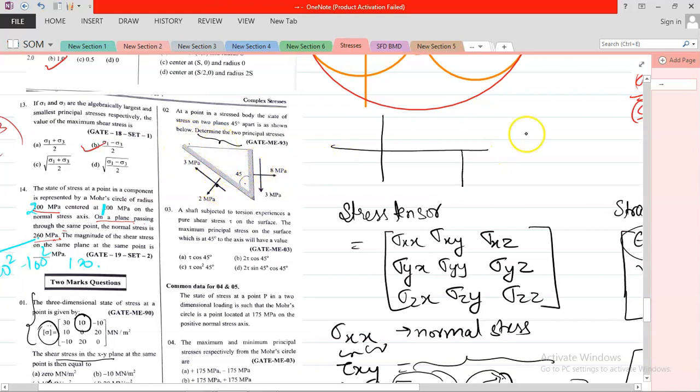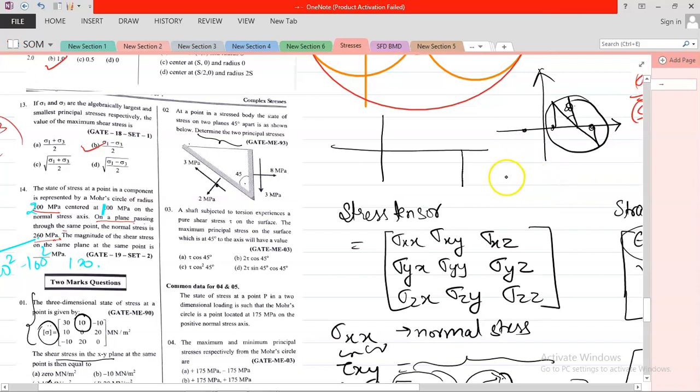So first of all, let me discuss one thing. Suppose you have sigma xy, take it here, and you draw the Mohr circle with it, and at any angle 2 theta, what is the value of sigma and tau? So I am going to discuss that first. I am going to write it directly.